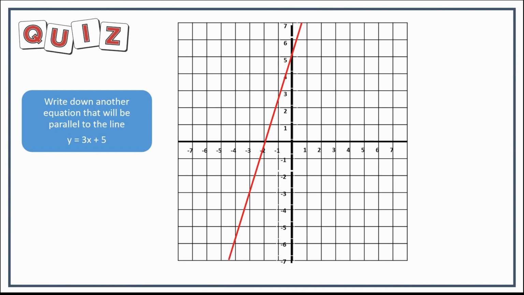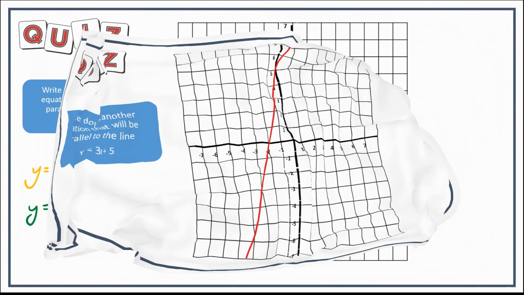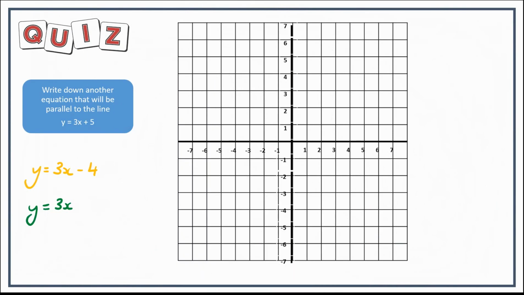So we should have had time for that now. Here we go. I've written 2 examples there. So we've got our first example, 3x plus 5. The next one was 3x minus 4. And the last one is, as I said before, y equals 3x. But you could have had anything else as long as it had 3x in it.